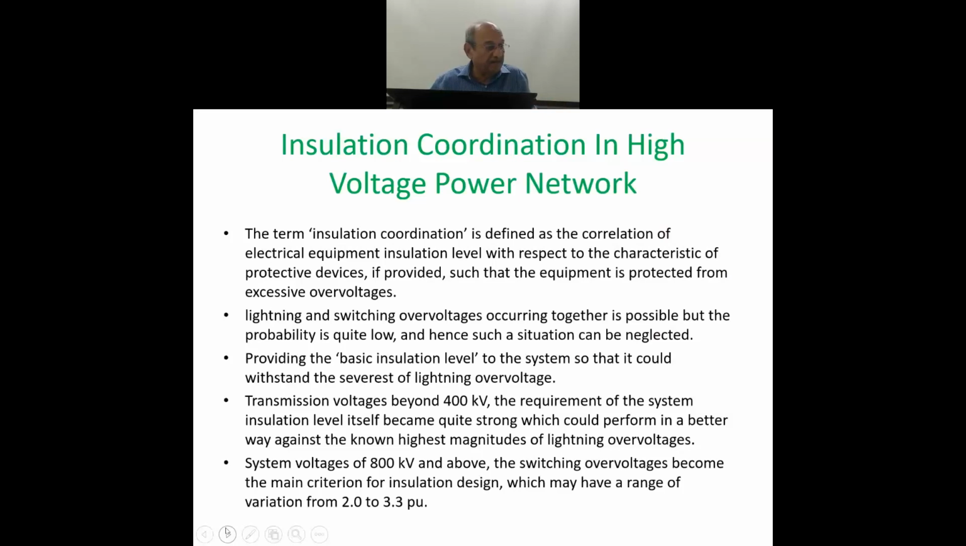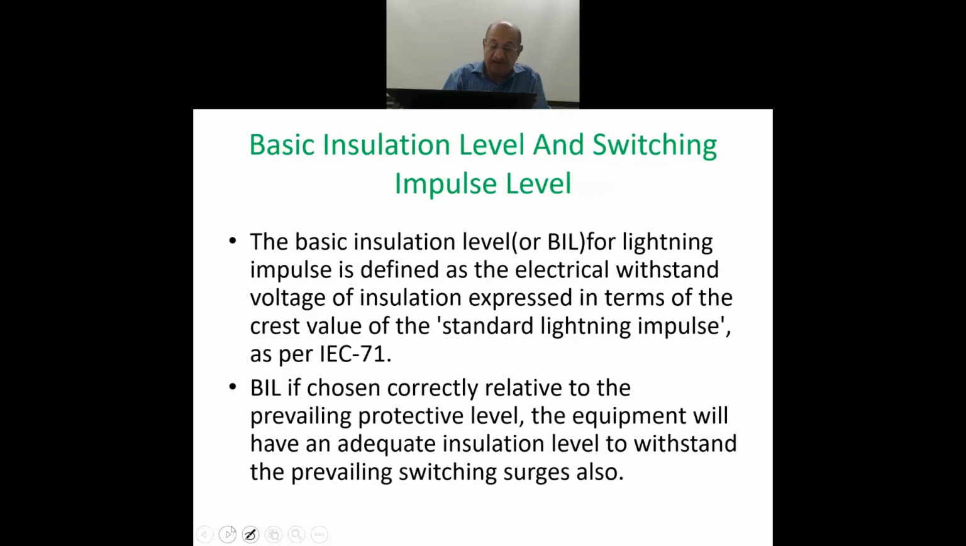We can learn in one figure. This is the basic insulation level, as I was mentioning. The basic insulation level, or BIL, for lightning impulse is defined as the electrical withstand voltage of insulation, expressed in terms of the crest value of the standard lightning impulse as per the specification in the International Electrotechnical Commission. The BIL is chosen correctly relative to the prevailing protective level. Again, it depends upon the protective level.